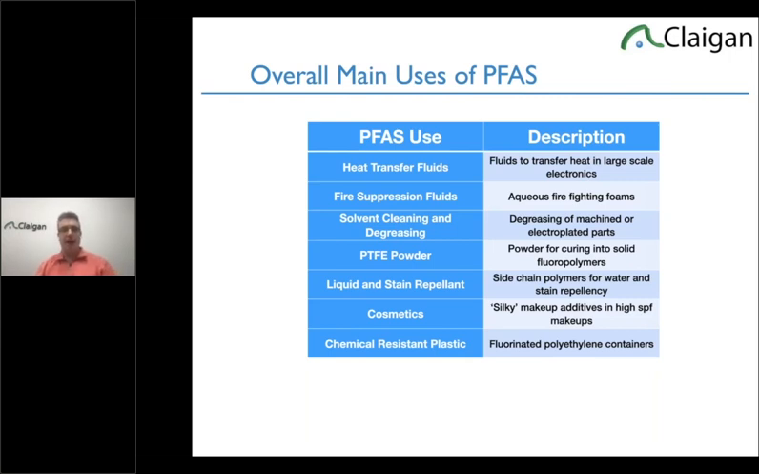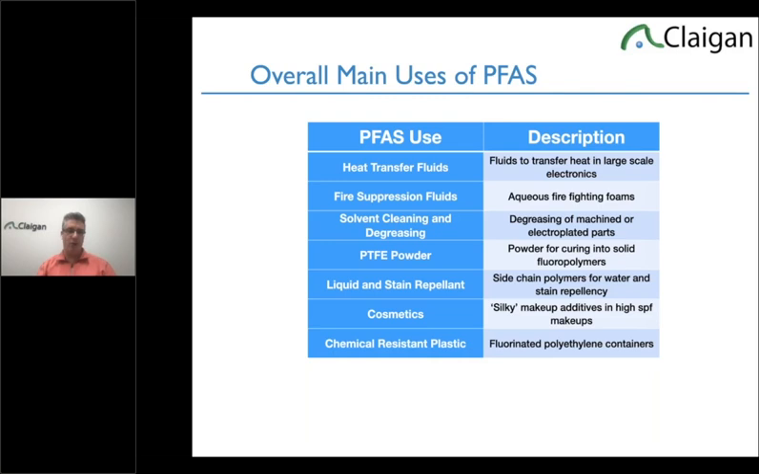It says PTFE powder, but it can be any of the fluoropolymer powders. And we'll explain this later. A lot of cases, the fluoropowders is how you make a solid fluoropolymer. It's really a powder that's fused or cured into a solid part.